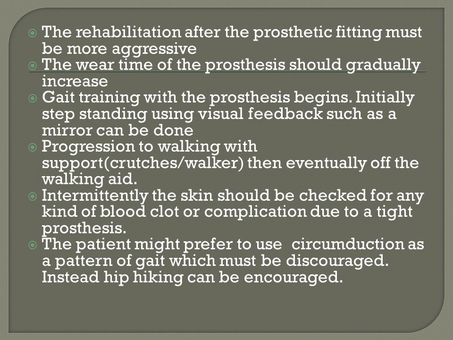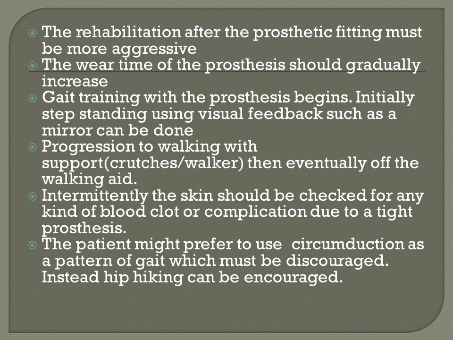Initially, standing, which usually you can do with a visual feedback such as a mirror in the front, can be given. Parallel bar gait training can be given with the prosthesis. Progression to walking with support, either crutches or walker, then eventually off the walking aid within a few days or even could take a few weeks. And while all this rehabilitation is taking place, intermittently the skin should be checked for any kind of blood clot or any complication due to any tight prosthesis. And if there is any problem, it must be rectified immediately.